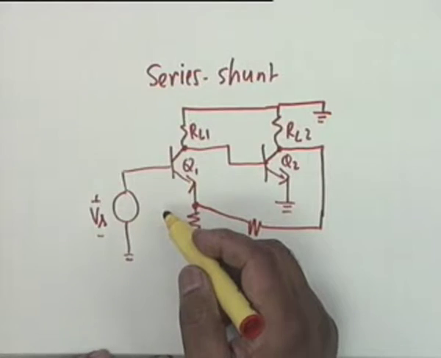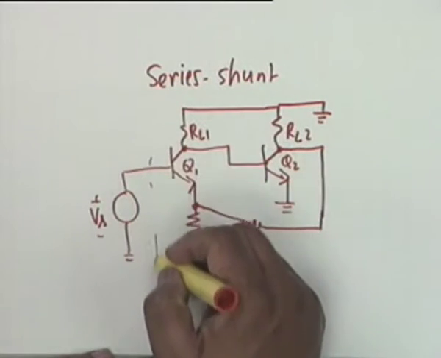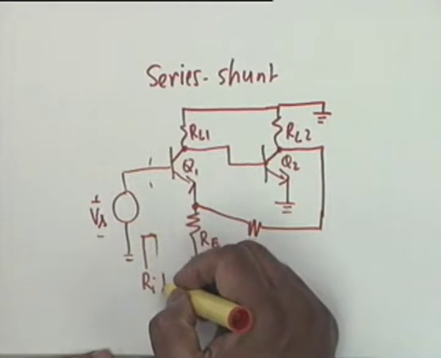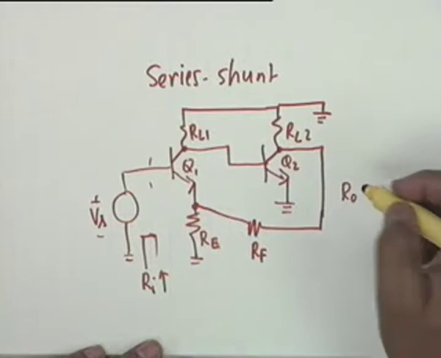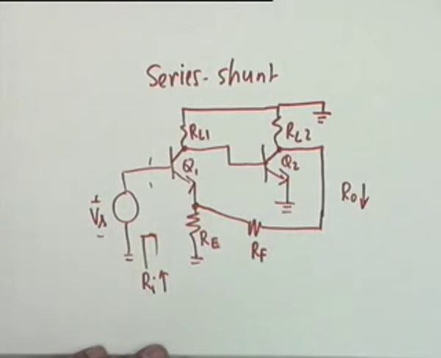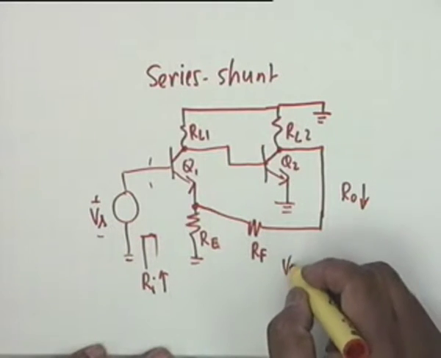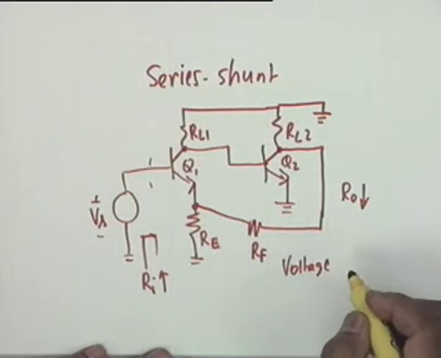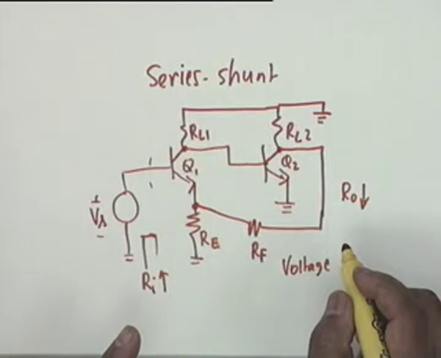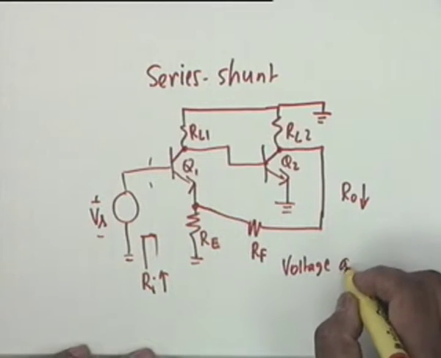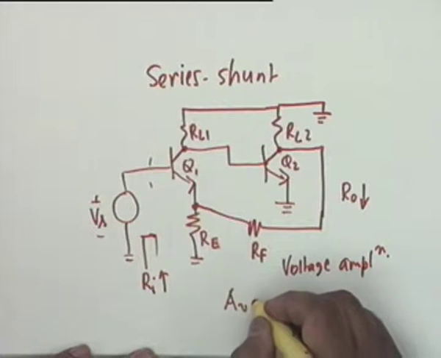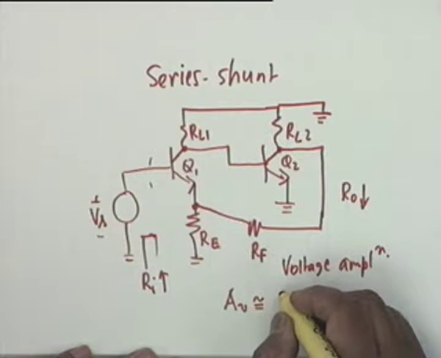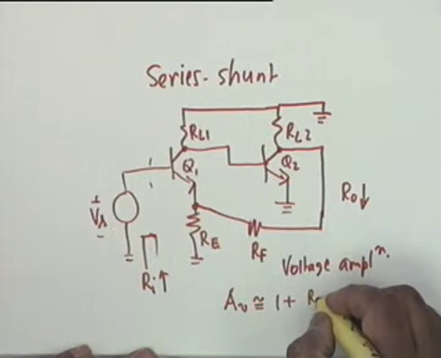The input impedance is large because it's a series connection. R sub I is large, and R sub O looking back from RL2 would be low because of shunt connection, and therefore this is a circuit suitable for voltage amplification. High input impedance, low output impedance, voltage amplification, and the mid-band voltage amplification can be shown to be approximately 1 plus RF by RE.